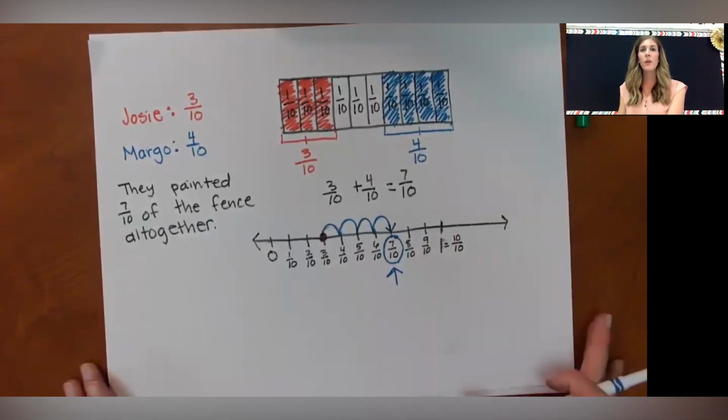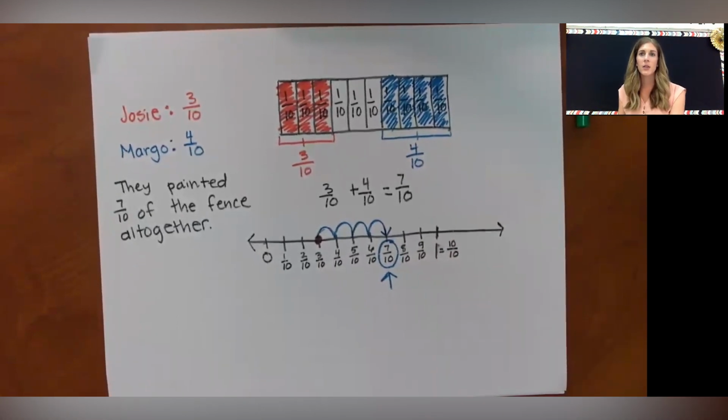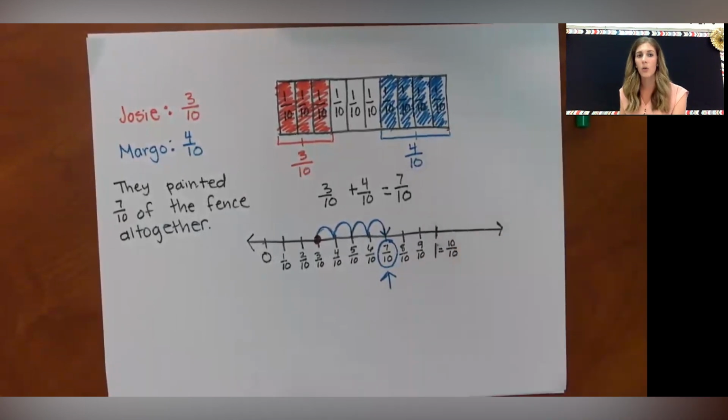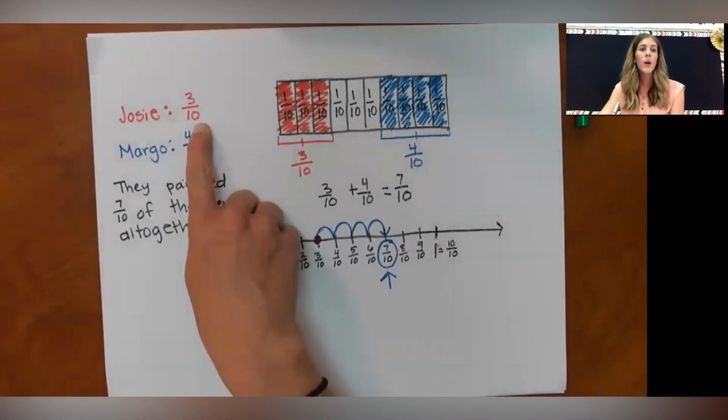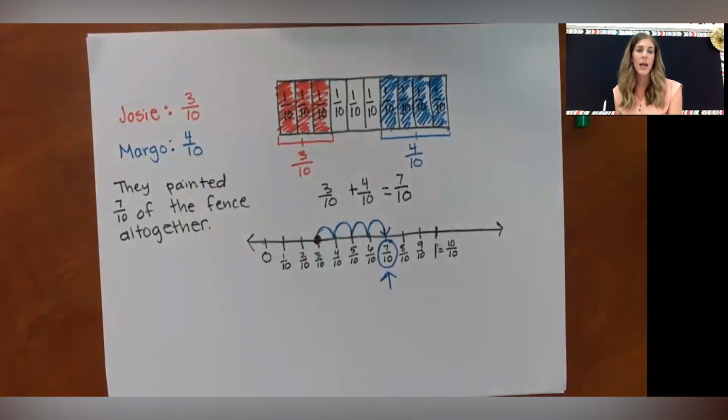Okay, so let's review what we just did. What number tells the total amount of equal parts in either model? Correct, 10. That denominator is an important piece of information in a fraction. It tells us the total amount of equal parts in our whole.